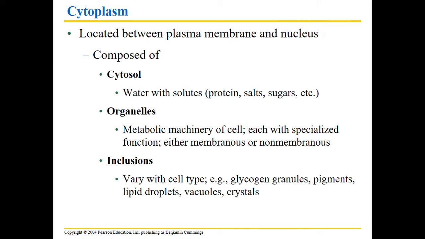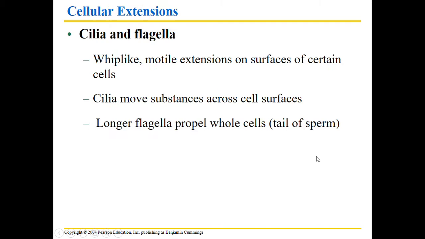And then we have the cytoplasm. So cyto means cell, plasm is fluid, so this is our cell fluid. It's between the plasma membrane and the nucleus, and it's composed of cytosol, so the water with solutes, so proteins, sugars, salts, etc. Organelles, which we just talked about, and then we have inclusions, which are used for storage. By the way, everything that we just described is in the cytoplasm, like all the organelles that we just described.